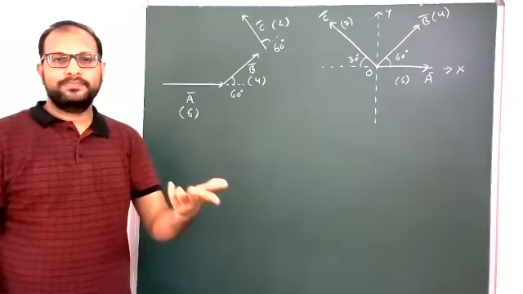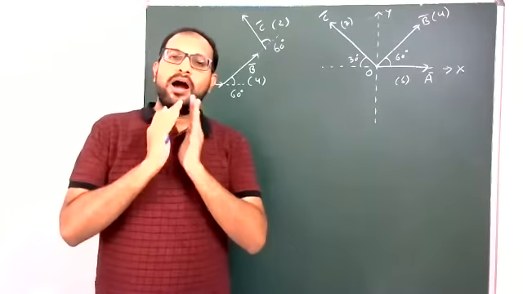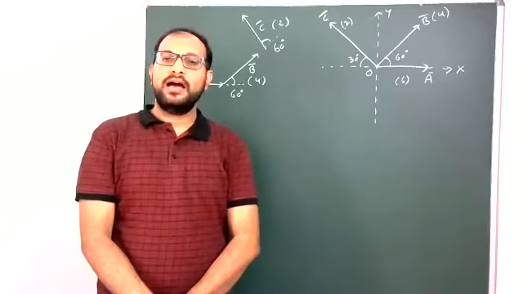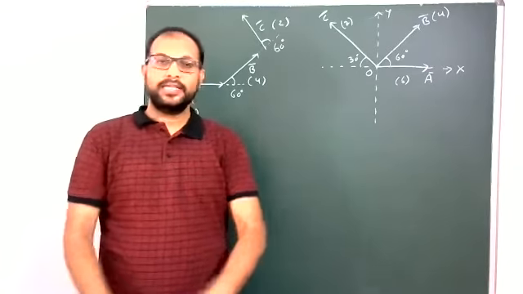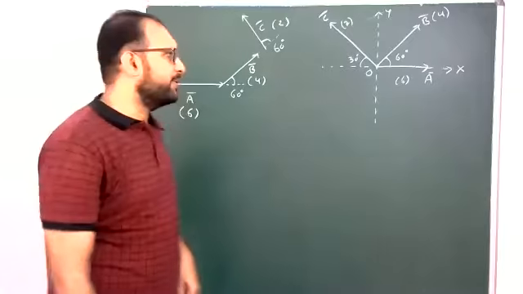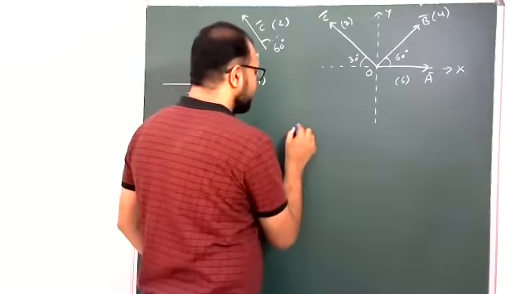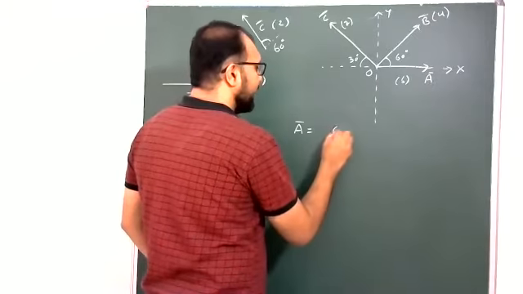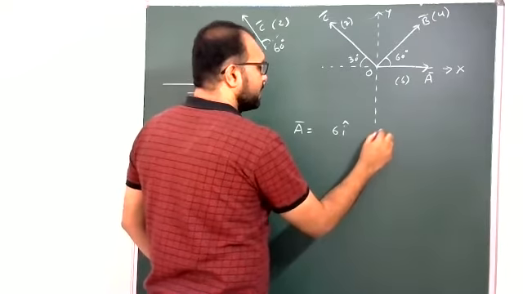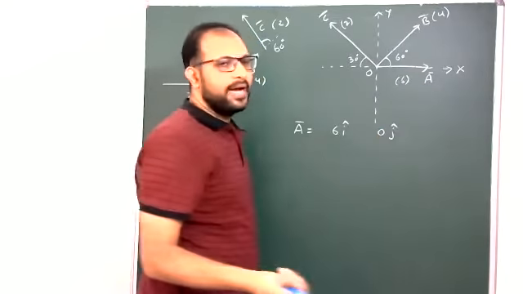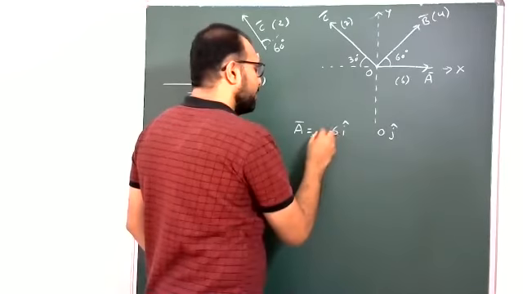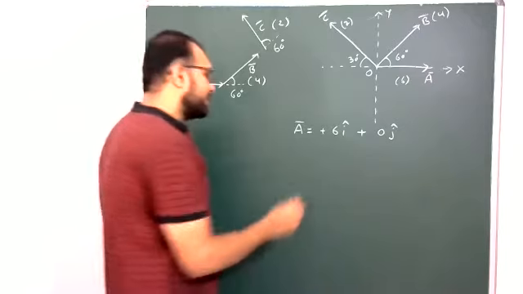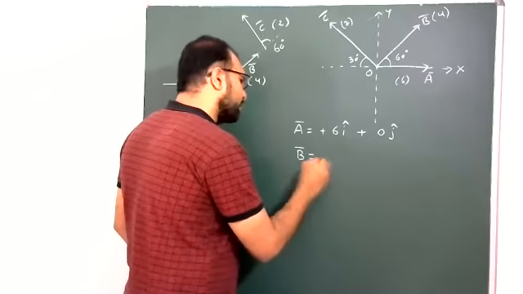Second step: resolve all vectors along x-axis and y-axis. Resolution already completed, that's why it is easy for you. Yes, I am writing, students. A bar equal to 6 i cap plus 0 j cap. No y component, but positive and positive. That is the first vector. Second vector, students, B bar. This is the B bar.